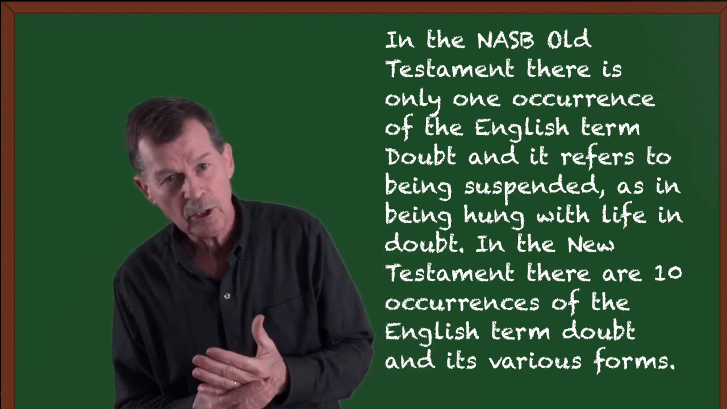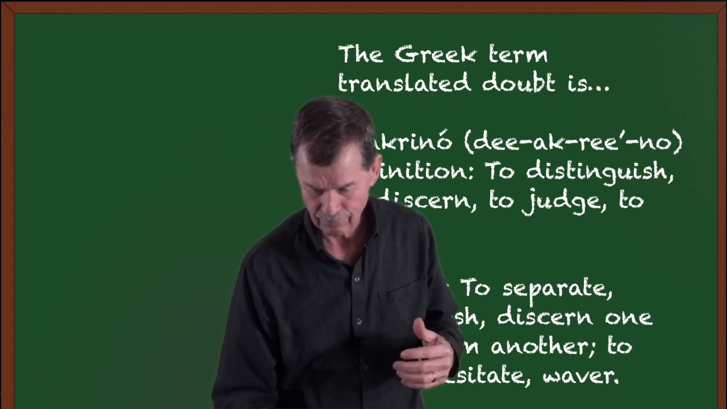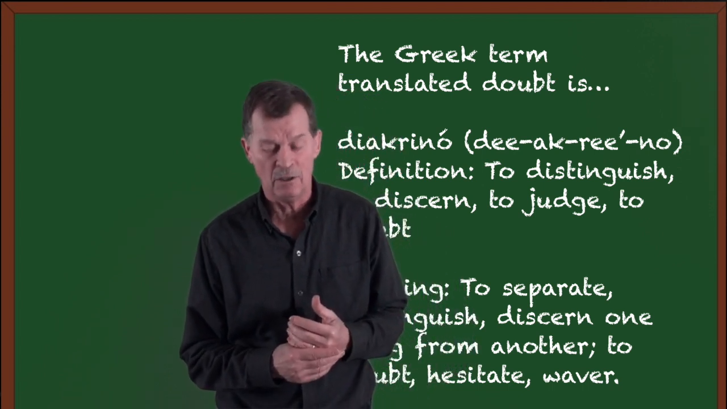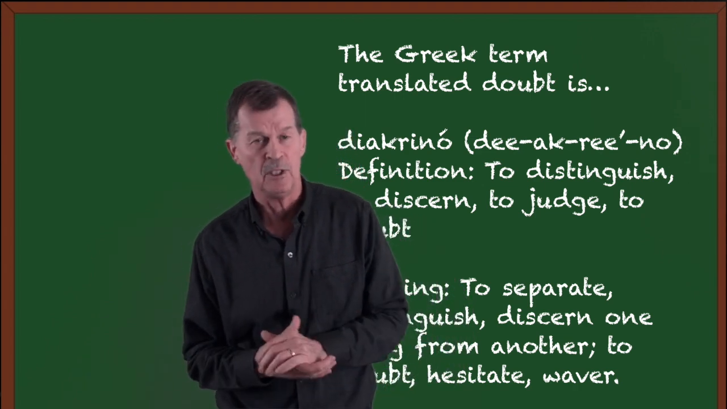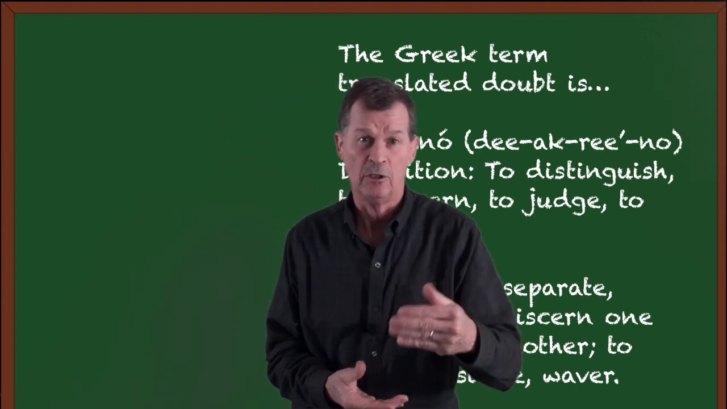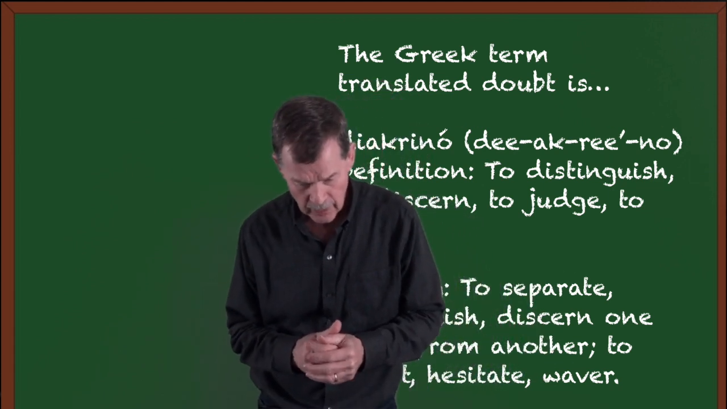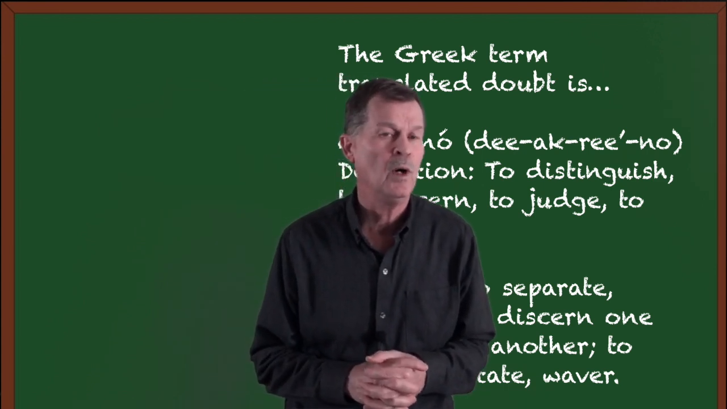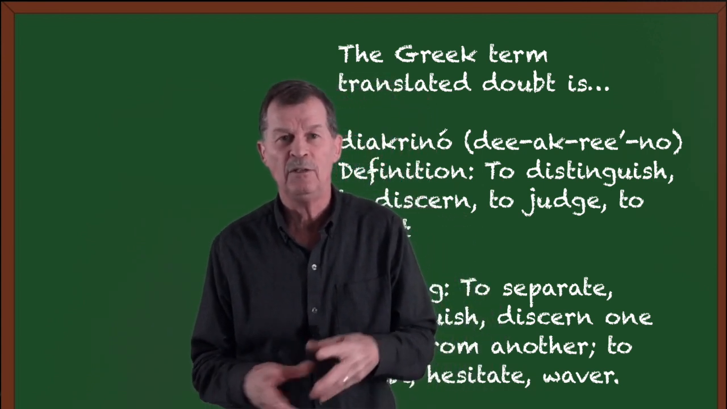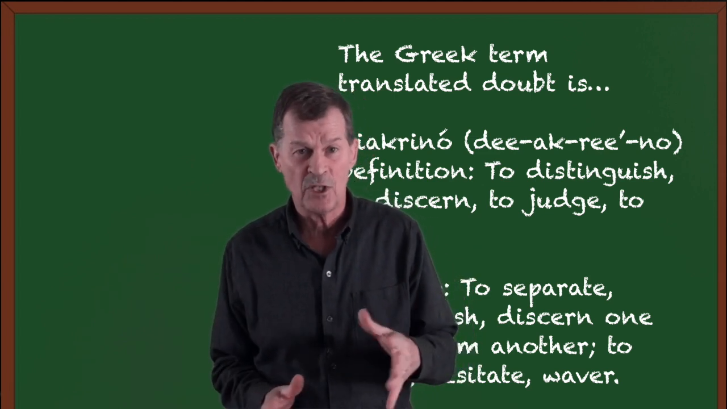Because there is no Hebrew word that corresponds to the meaning of doubt. Now, how about we look at the New Testament? The New Testament has 10 times more occurrences. They have 10 of the English term doubt in its various forms. And it's kind of like, why the difference? I mean, even though there's only 10, that's not that many. That's 10 times the amount.